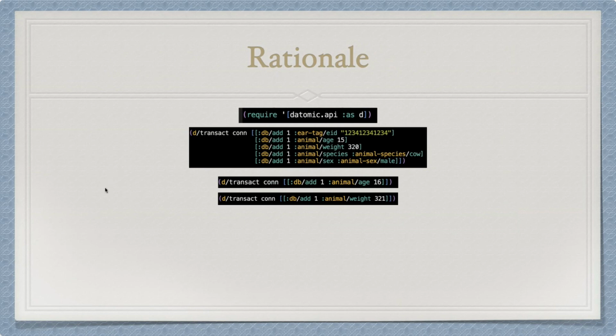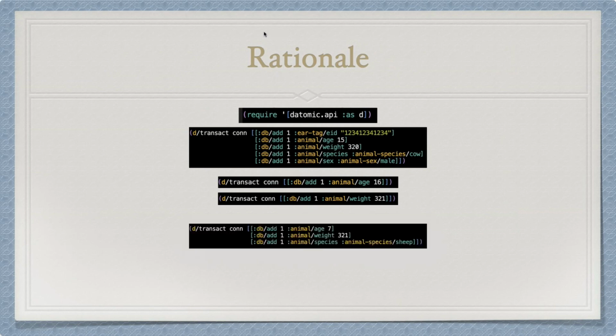Each line of the transaction is called a datum. So you see that it's a vector that contains other vectors. So this is the form in which Datomic accepts its inputs. So it's the operation name, the entity number, then the field that we want to modify, and the new value. Okay. And yeah, the third one changes the species, right? So this is the third operation.